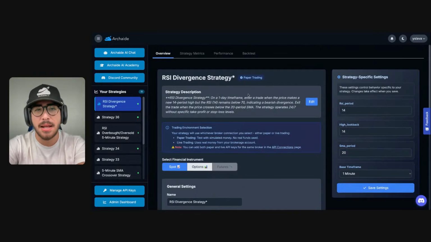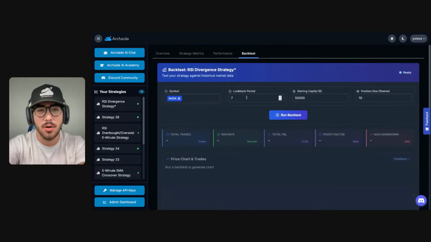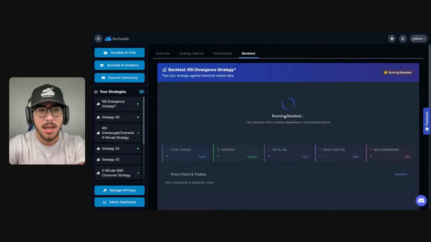So if I want to backtest this strategy beforehand, I could. We mentioned we want to trade NVIDIA with this strategy. Let's look at the last 100 days. And this is what backtesting inside of Archaide looks like. It's also incredibly easy. The AI will take care of everything for us.